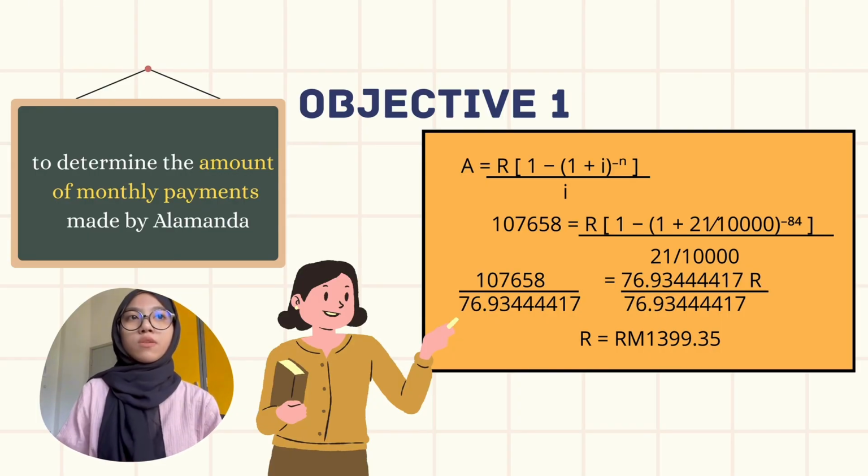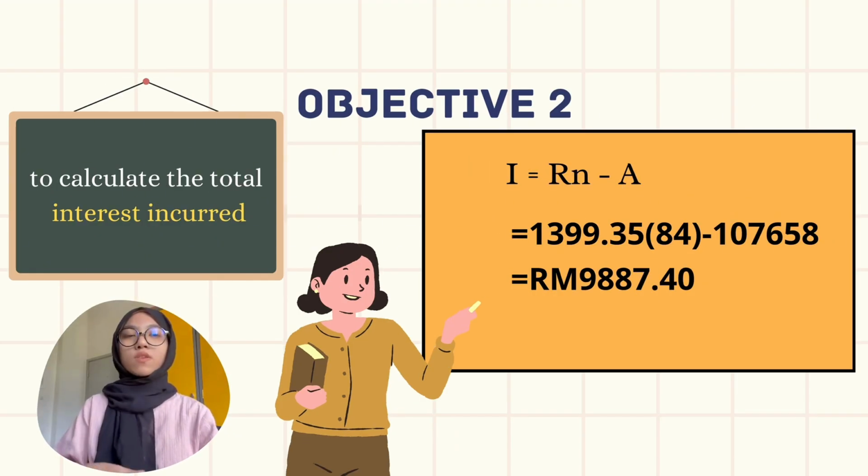So after the calculation, we got 107,658 over 76.93444417 equals 76.93444417 R over 76.93444417. So the final answer R is RM1,399.35.